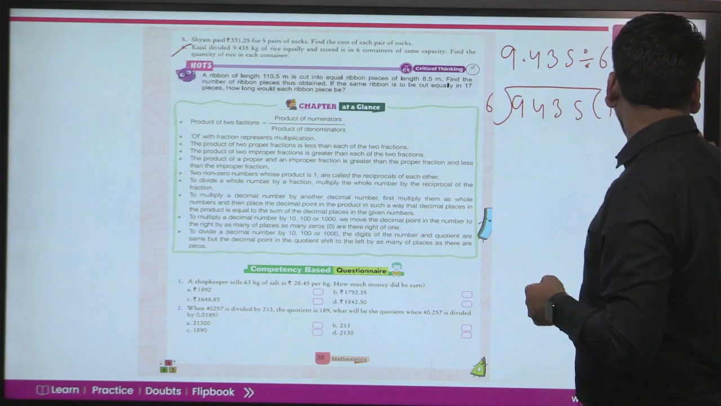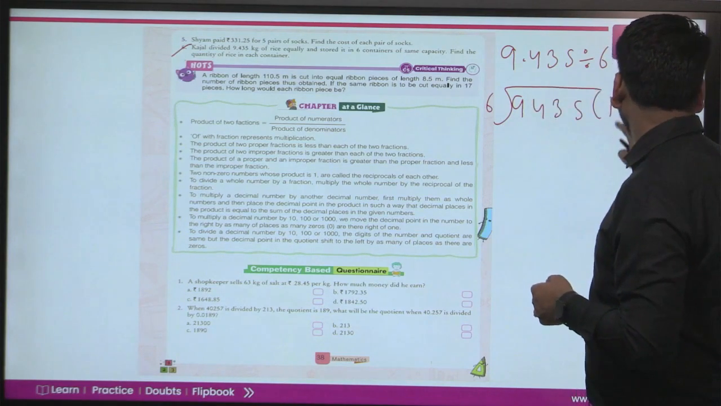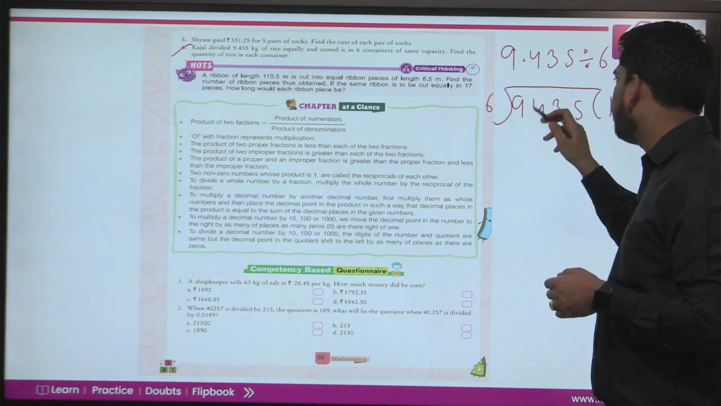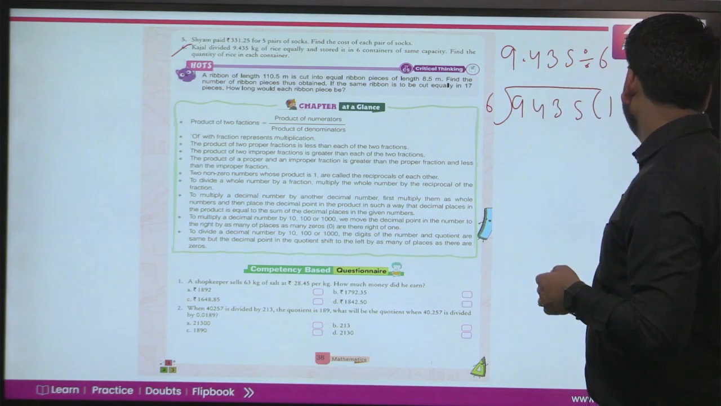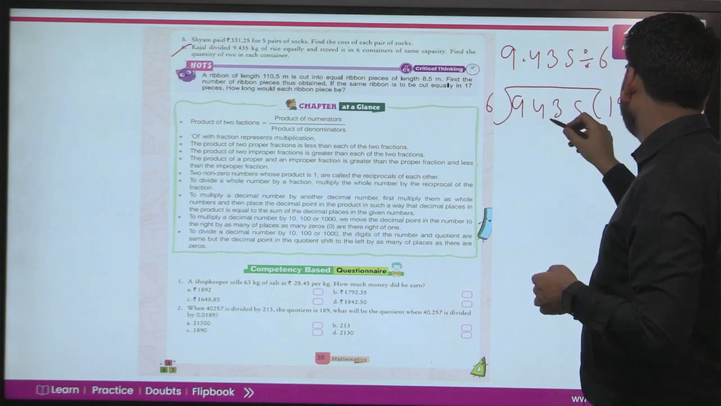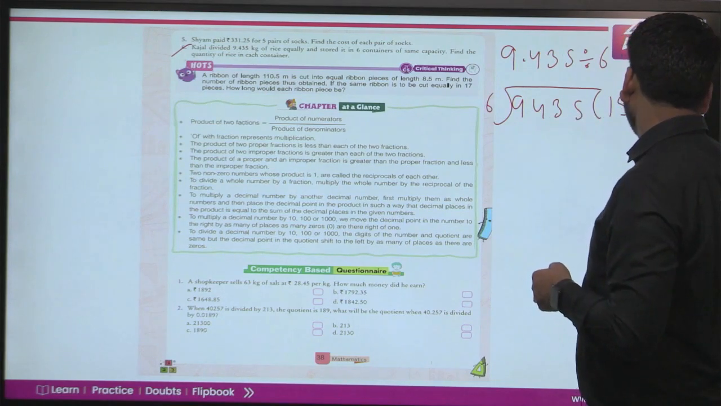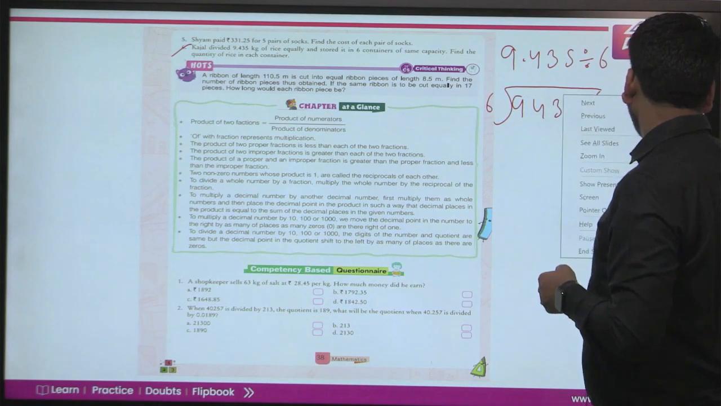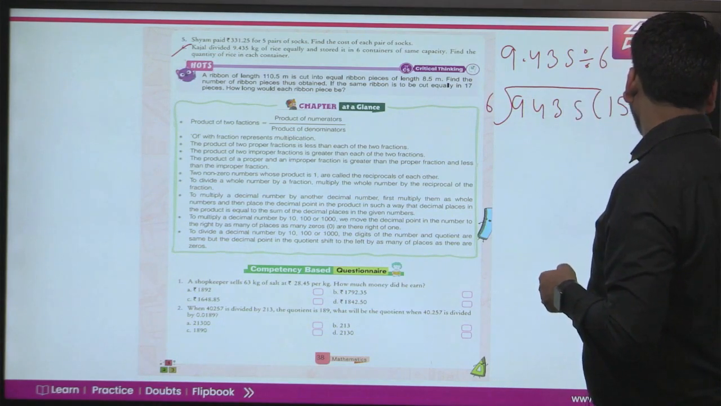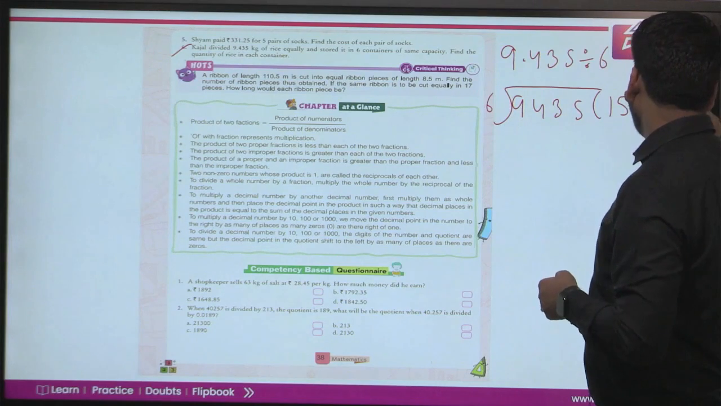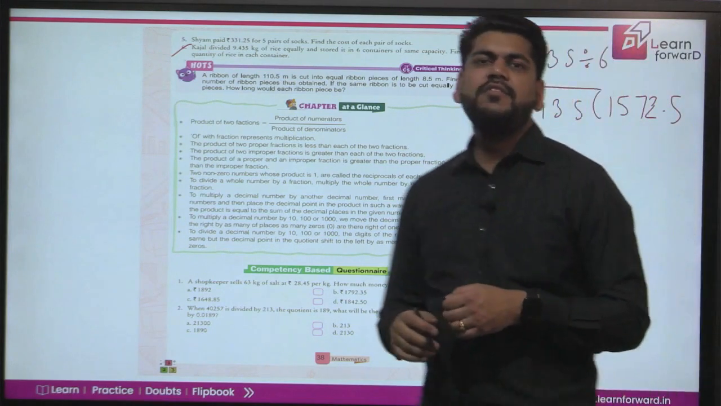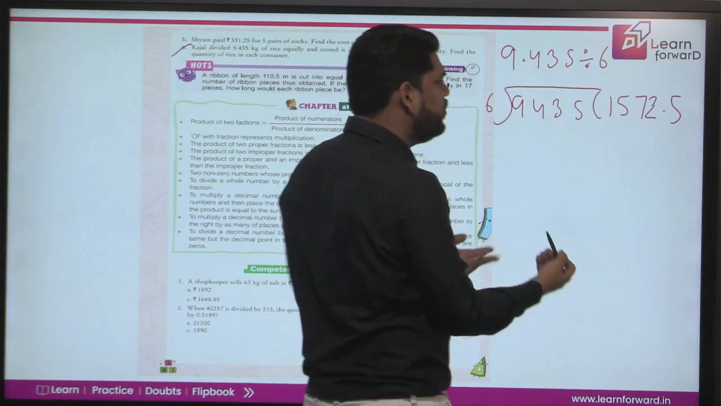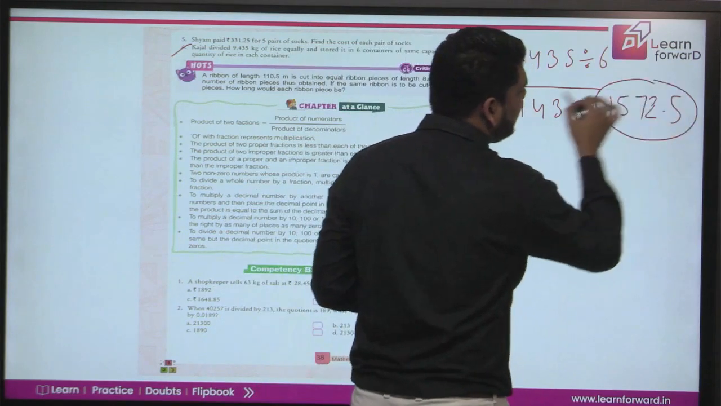Your answer will be 1, 5, 7, 2, 2.5. So your answer will be 1572.5. When you divide it by the long calculation that you do, your answer will be 1572.5.